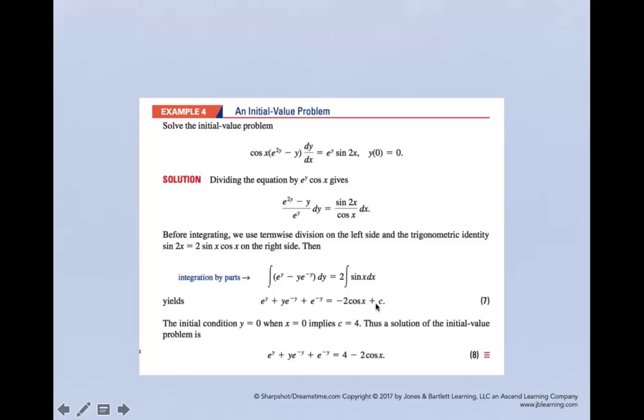All right, so let's go back now to our initial condition. Our initial condition says that when I plug 0 in for x, I should get 0 for y. So if I come to my equation here, and I put 0 in for x, and I put 0 in for y, then basically what I end up with is that c should equal 4. I'll get a minus 2 here, I'll get a 1 here, a 1 here, a 0 here. When I combine all those terms and solve for c, I get c is equal to 4.